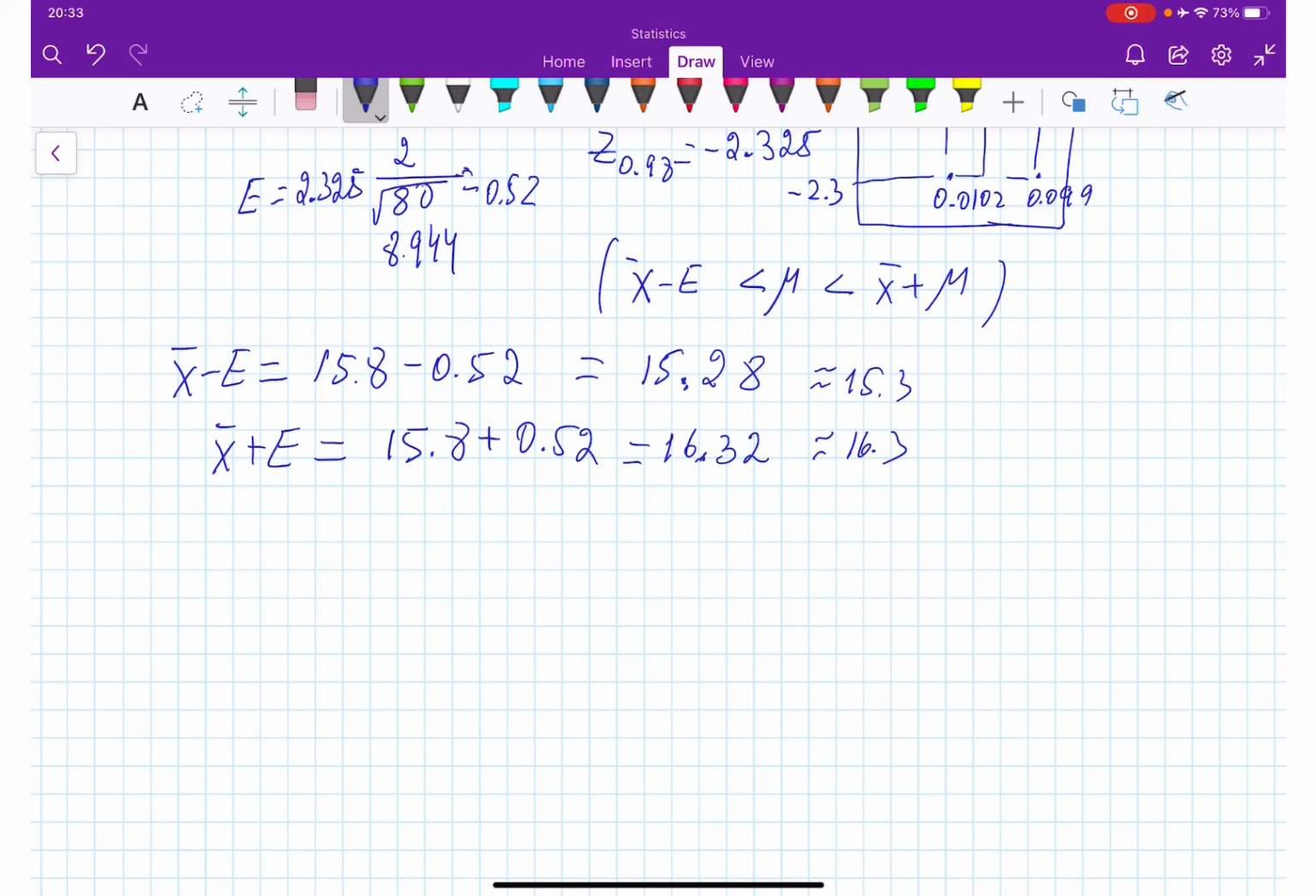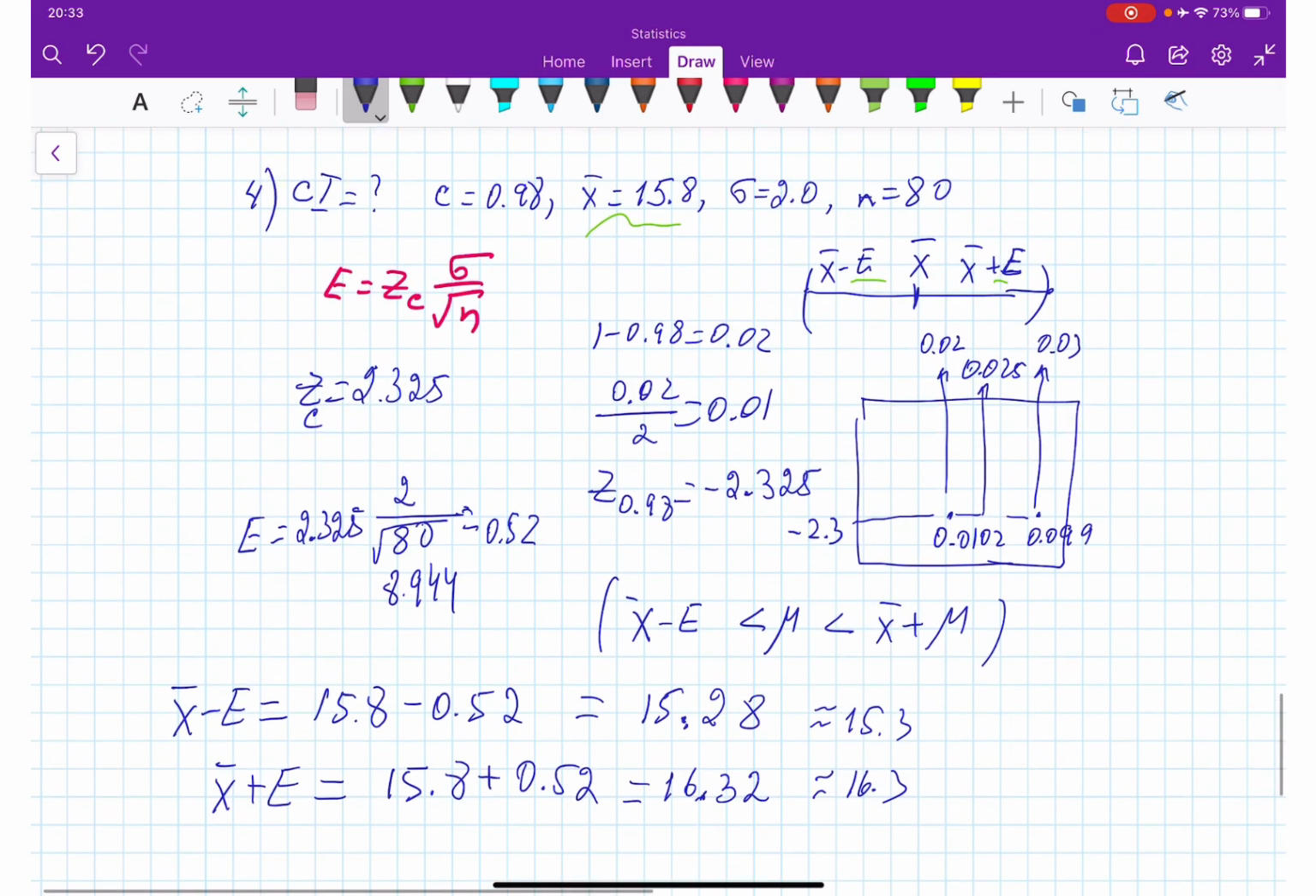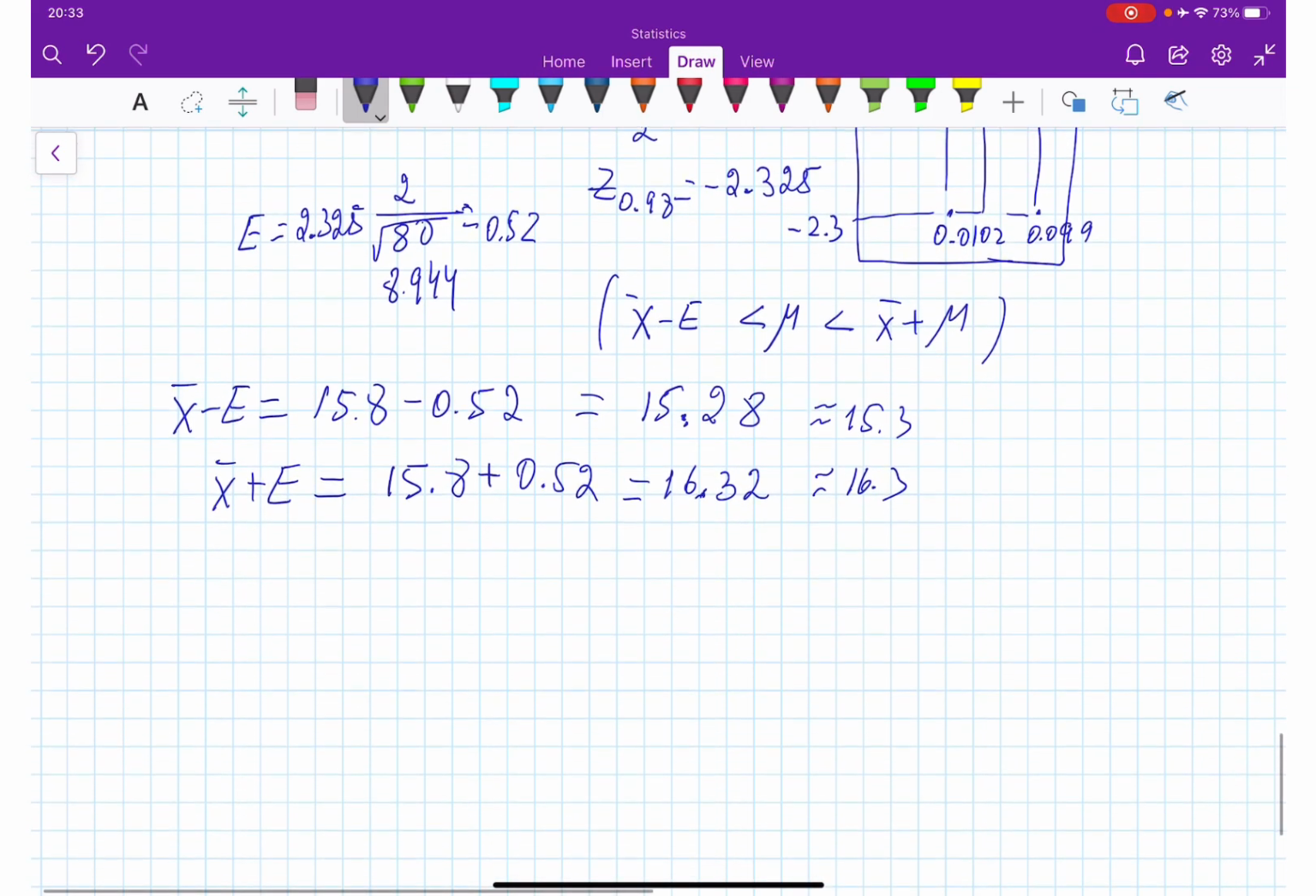which means at 98% confidence interval, the interval for mu is between 15.3 and 16.3.